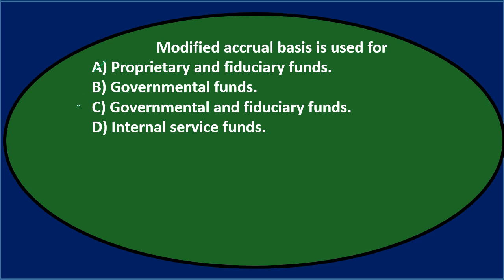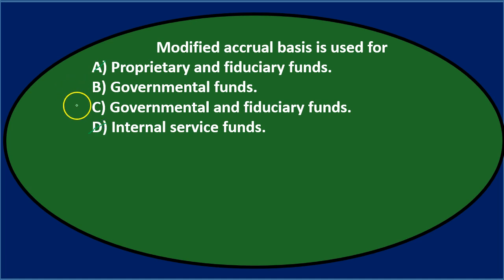And then D says internal service fund. The internal service fund is actually a proprietary type fund, and it's going to use a normal type of accrual because it's more similar to a business type of activity.